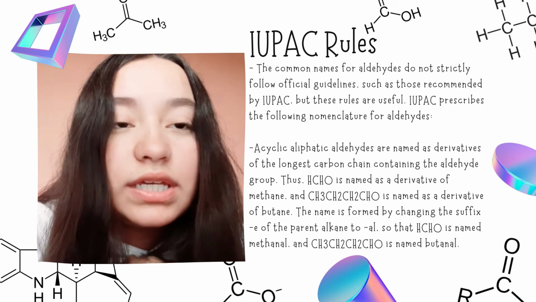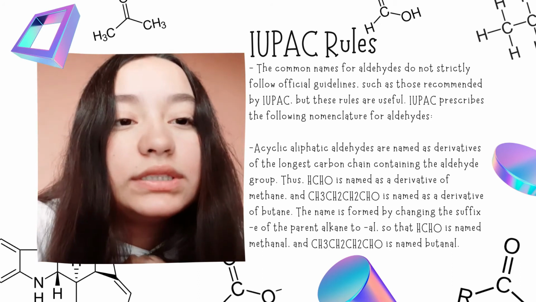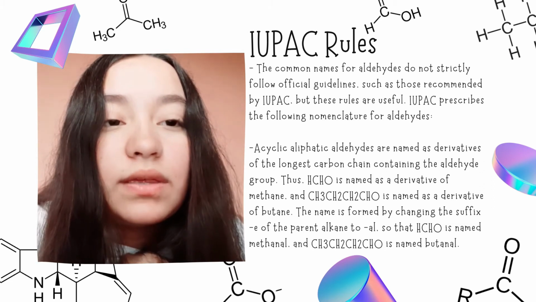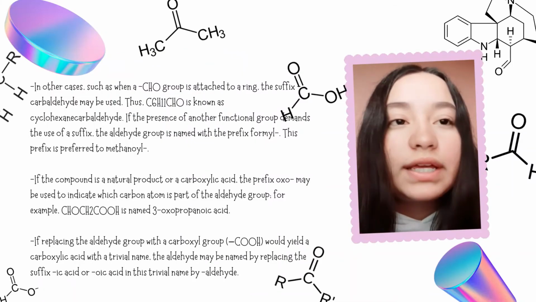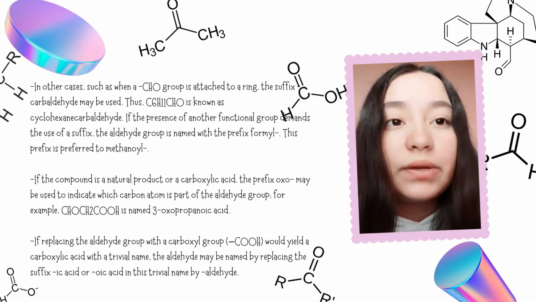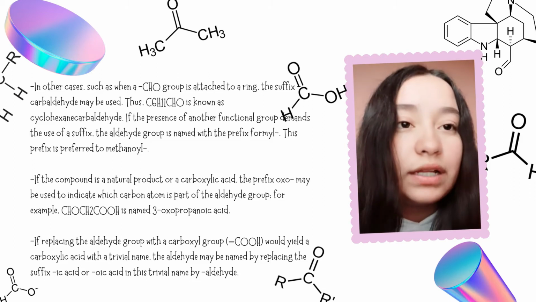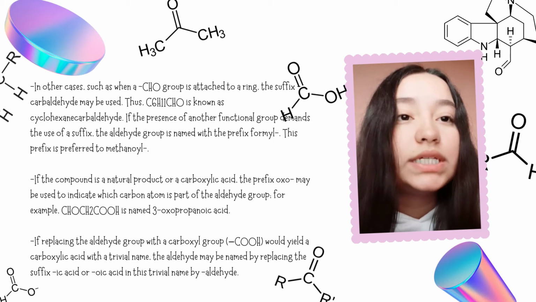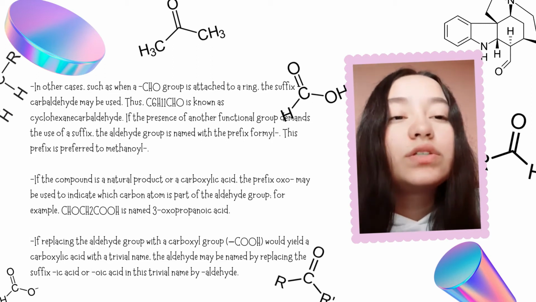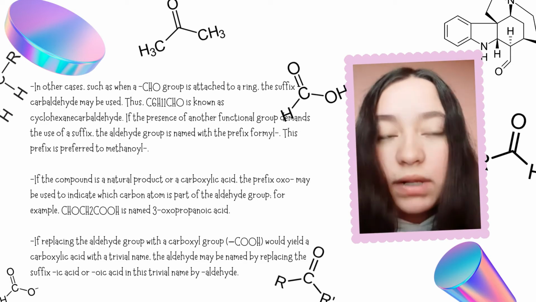Another example is CH3, CH2, CH2, CHO. This is a derivative of butane. For this, the name of this one will be butanal. There are other cases such as CHO that is attached to a ring. The suffix that we will be using for this one is carbaldehyde. One example is C6H11CHO. So by naming this one, it will be named as cyclohexanecarbaldehyde.